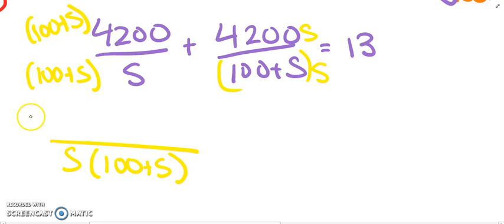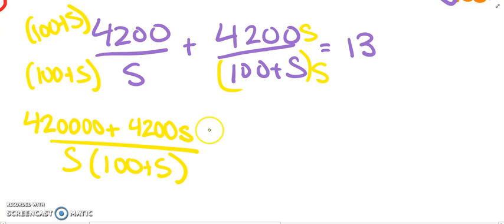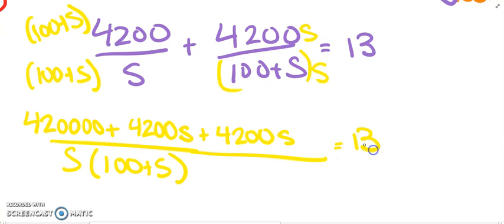I'm going to go ahead at the same time distribute my numerator. So I have my 4,200 multiplied by 100, and then plus my S times 4,200. And then on the right side, I have the 4,200 S, and I still have my 13 on the right. Sorry, that's a little bit crooked. Okay, so that's a good start. This looks okay on top. I can combine that.